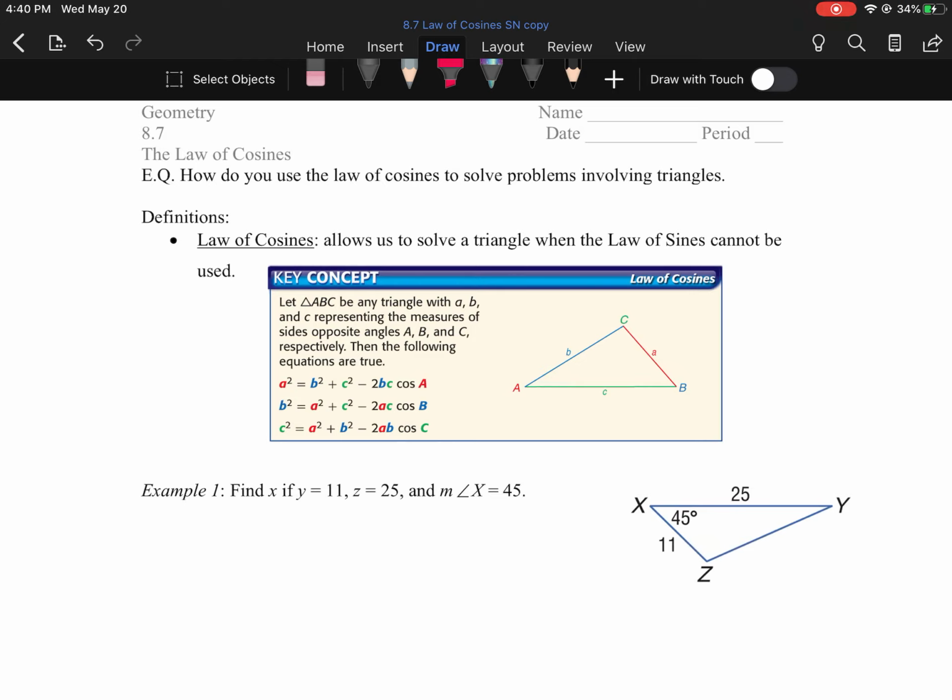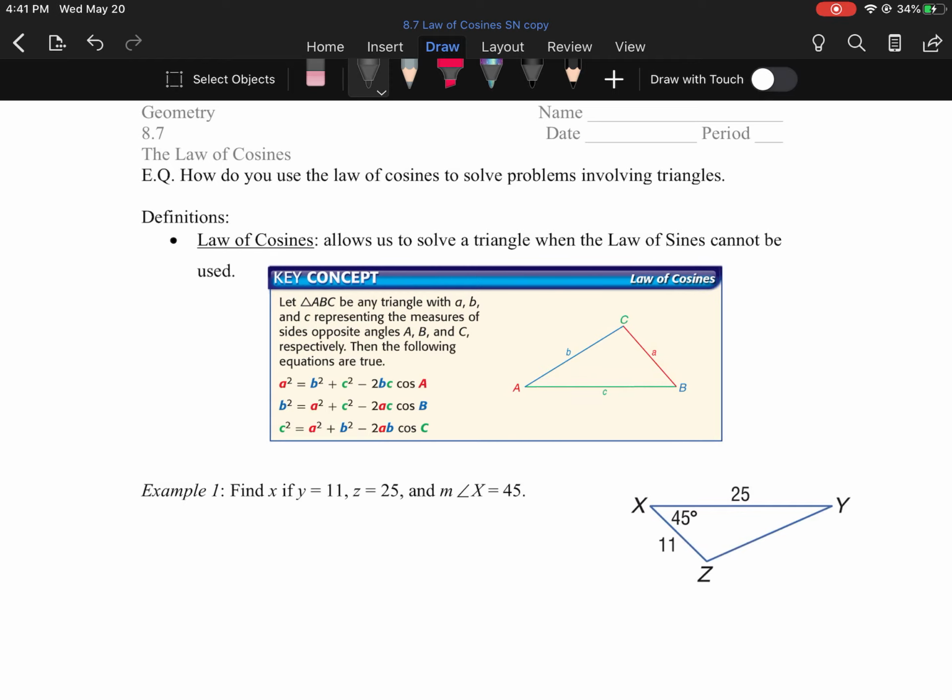So the definition for the Law of Cosines says it allows us to solve a triangle when the Law of Sines cannot be used. Again, solving a triangle means we should end up with 6 total pieces of information. We should know each angle measure, and we should know each side length.